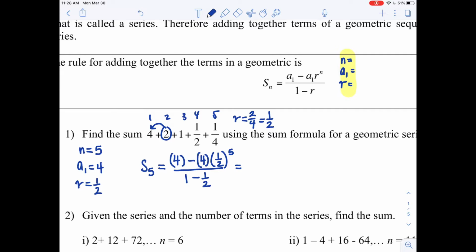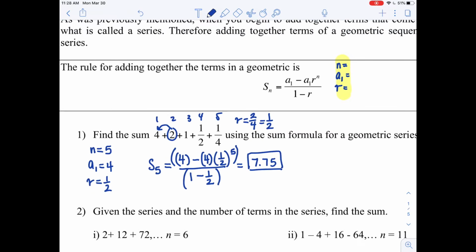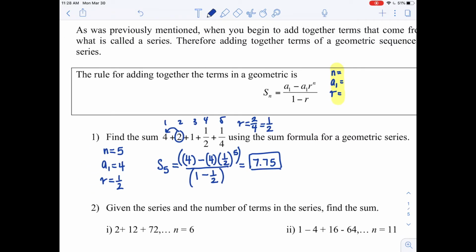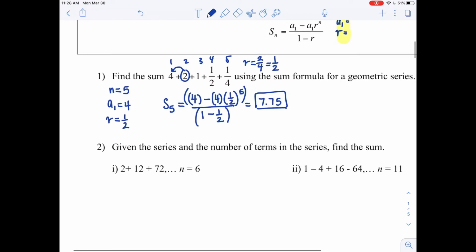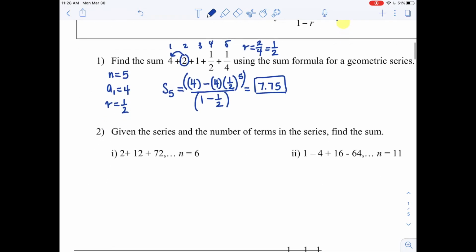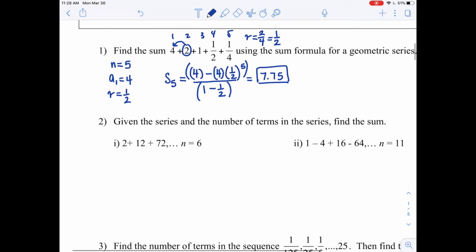So as I said before, I highly suggest that you take your time when you plug this in your calculator. If you don't have the ability to do alpha y equals where you could type the whole numerator and the whole denominator separately, then make sure you use parentheses around that whole numerator and around that denominator, because that's the place where you're going to make a mistake. Okay, when you actually plug that in, that comes out to be 7.75, and that is the value of that sum, which again, you could back up by actually adding 4 plus 2 plus 1 plus 1/2 plus 1/4.